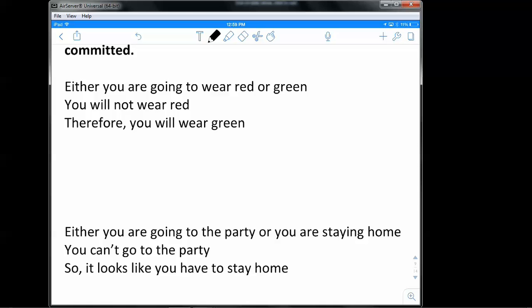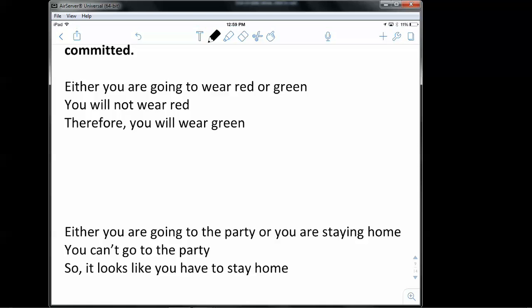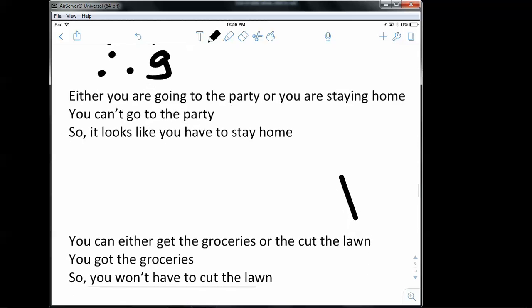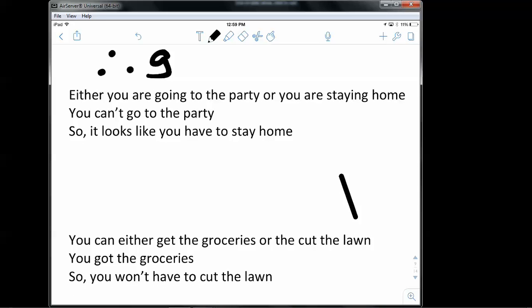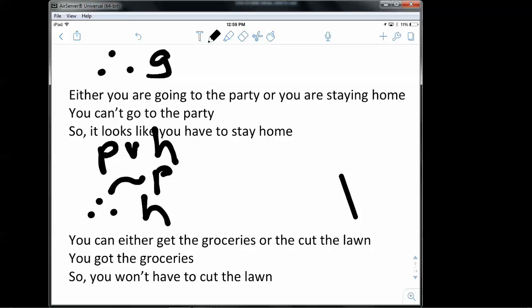First one says, either you're going to wear red or green. You will not wear red, therefore you will wear green. So what does that look like? Either red or green, R or G. You will not wear red, not R, therefore you will wear green, therefore G. That is valid. I'll go ahead and try the next one. Either you're going to a party or you're staying at home. So either P or H, home. You can't go to the party, not P. Therefore, it looks like you'll have to stay home. Therefore, H. That is also valid.